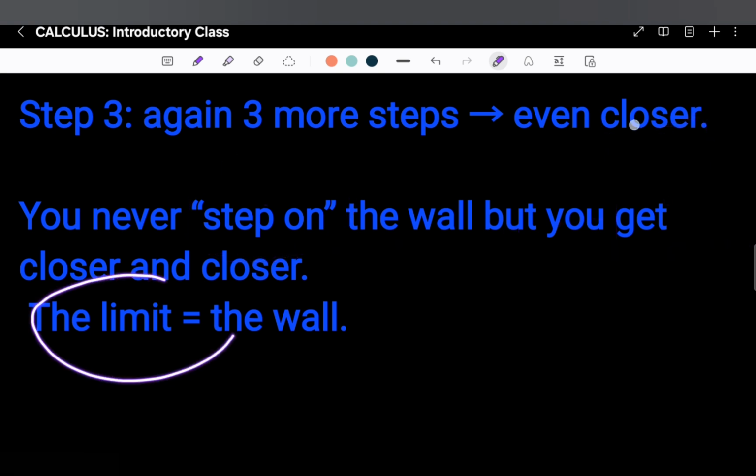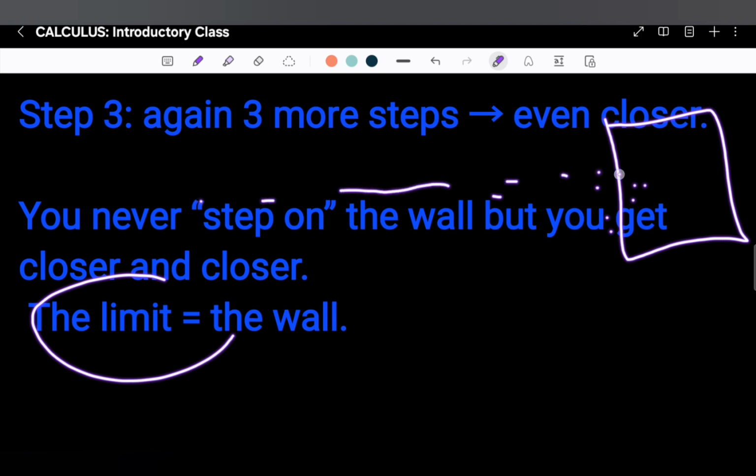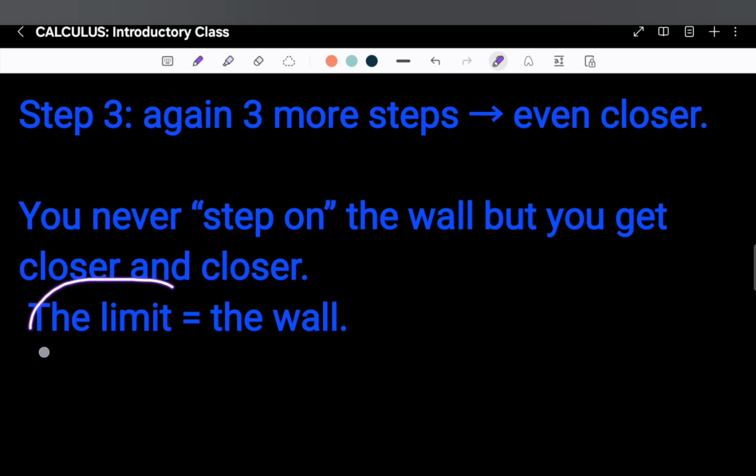The wall is a particular limit. We can't cross the limit, but we are approaching it. We are leading towards it. This particular concept is known as limit.